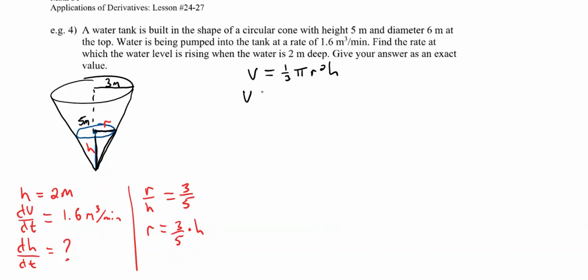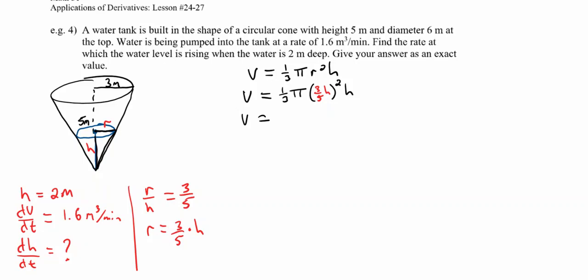So we'll write it in as V is equal to 1 over 3 pi, and then instead of an R, I'm going to be putting in (3 over 5h). I just made it red so you can see that it was the same. I just replaced the R there, right? Okay, and then we'll just clean this up a bit.